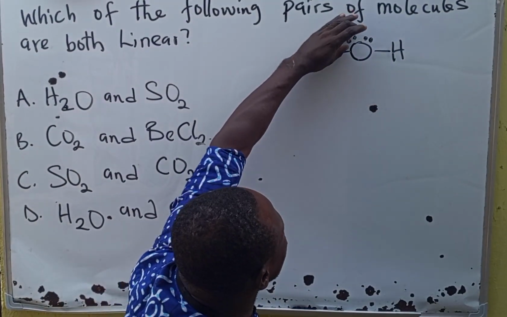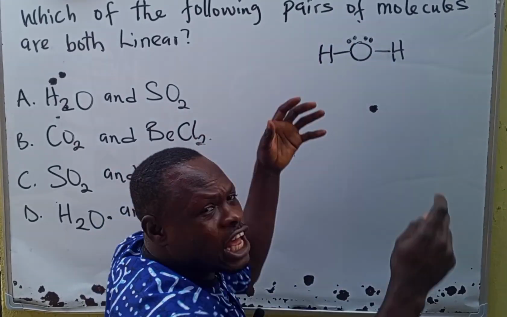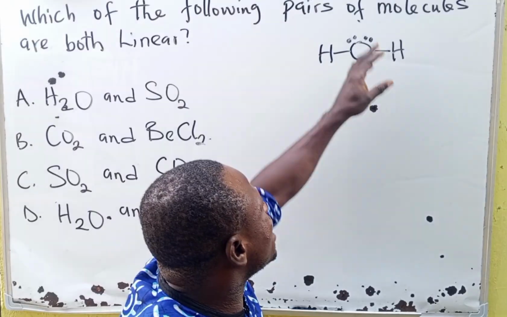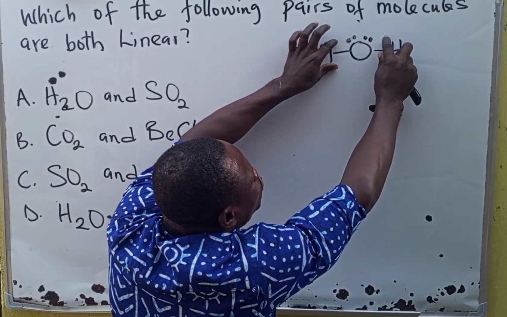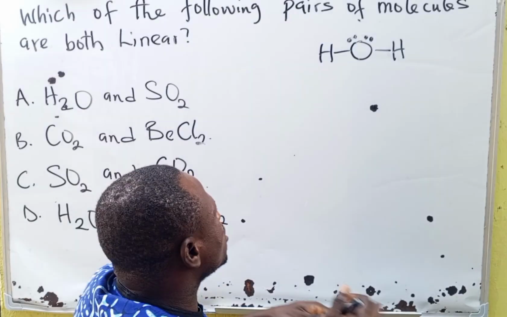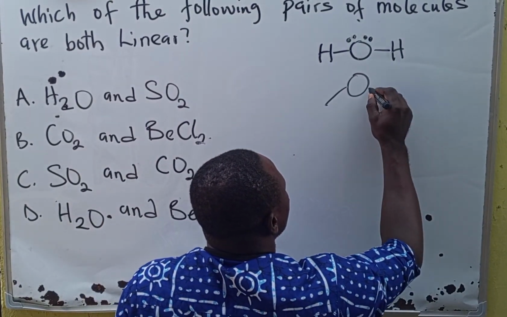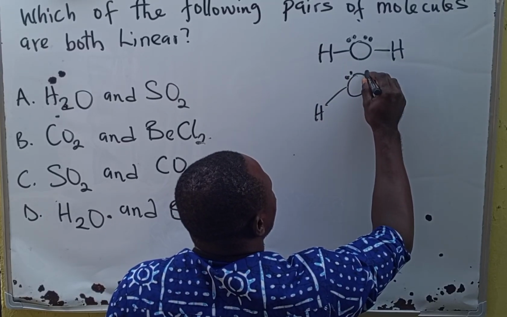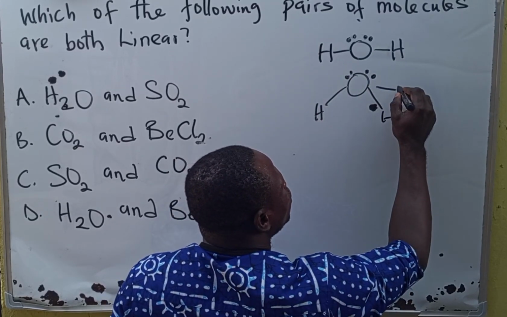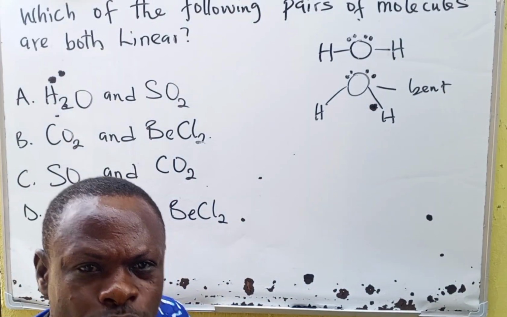Because of these two lone pairs of electrons, there is electron repulsion. This electron repulsion causes the hydrogen atoms to bend. That is why the shape of water is like this. This is the shape of water, and we call it bent. Water has a bent shape.